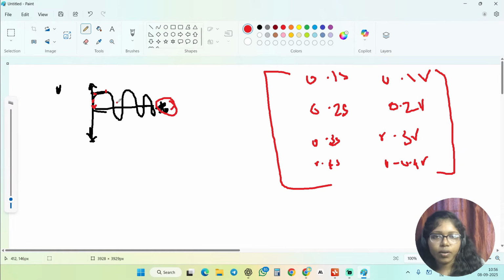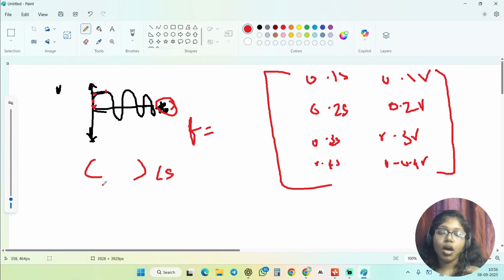Here only you are going to calculate the frequency, because your signal, voltage or current keeps on changing. Whenever it is continuously changing, you calculate the frequency. So what is frequency? For per second, how is your signal actually changing with respect to time? When it keeps on changing, you calculate the frequency.